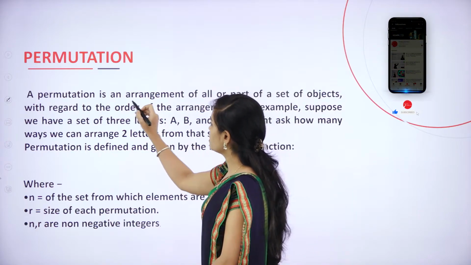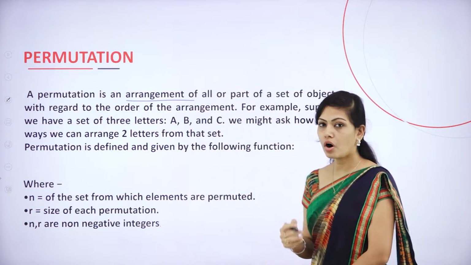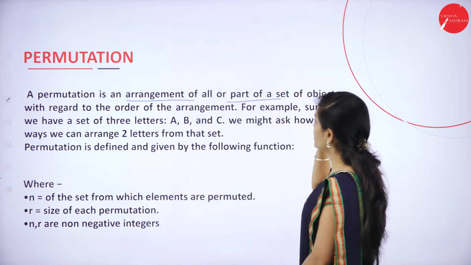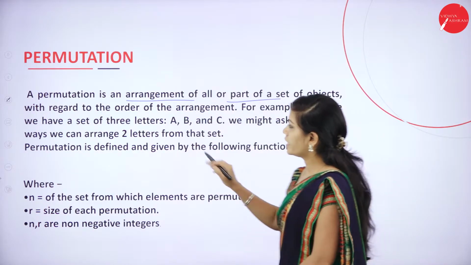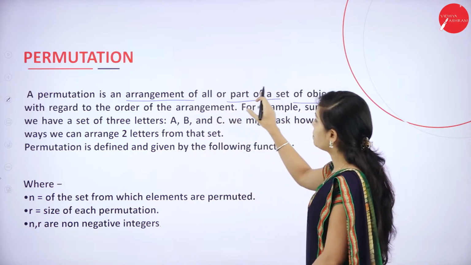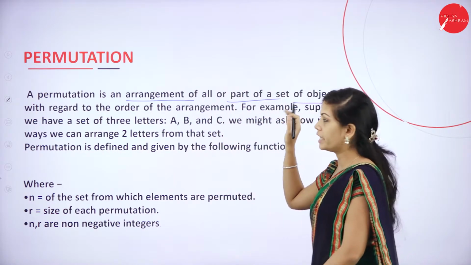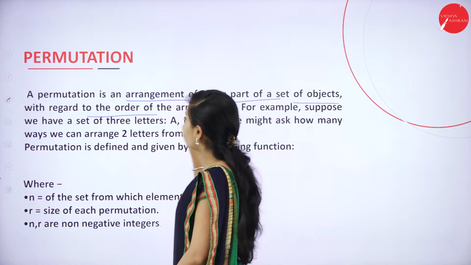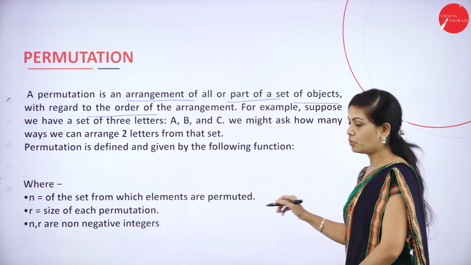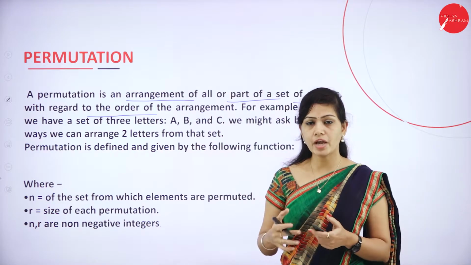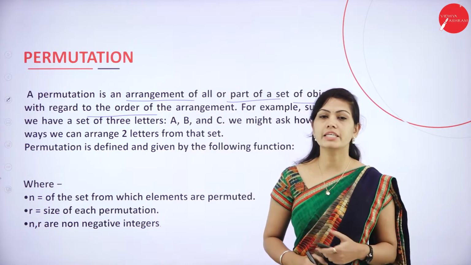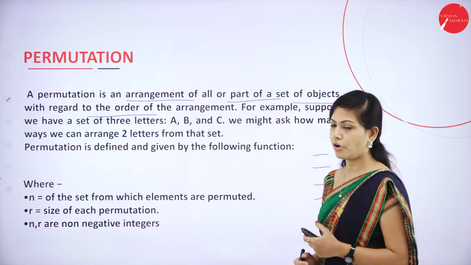A permutation is an arrangement of all or part of a set of objects, with regard to the order of the arrangement. So, order of the arrangements. Permutation means a way of changing or arranging the elements in linear order.